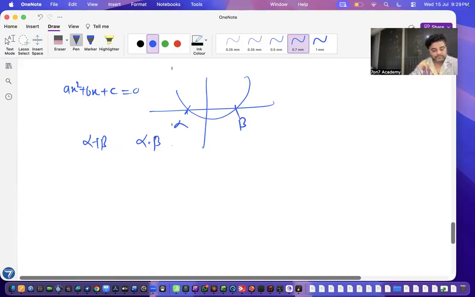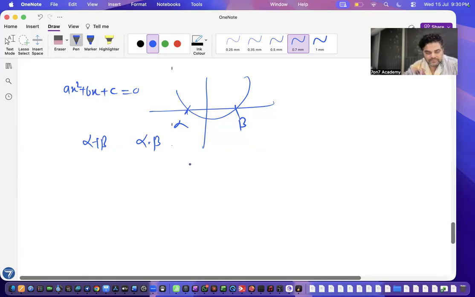Sum of roots, product of roots. So sum of roots, what is the sum? Both of them added. So the sum of roots will be minus b over a, and the product of roots will be c over a.